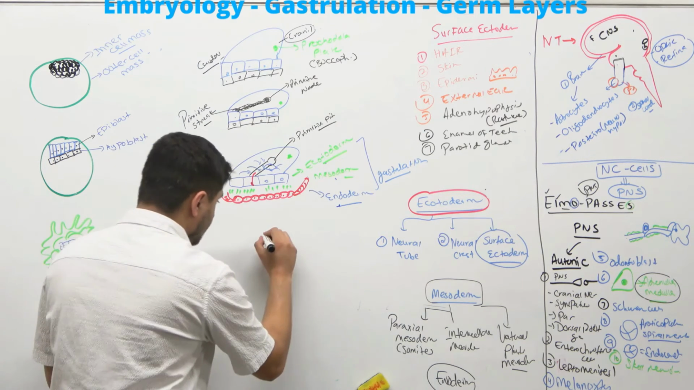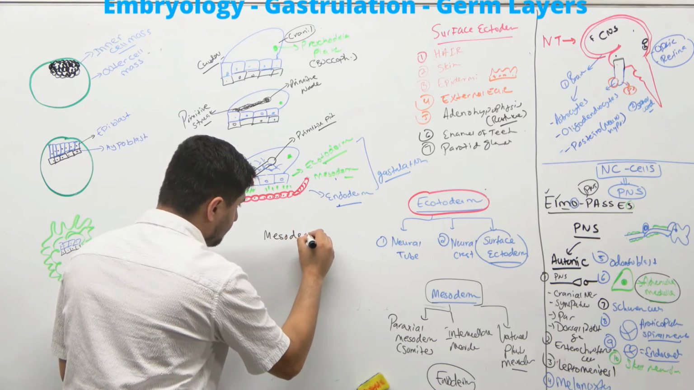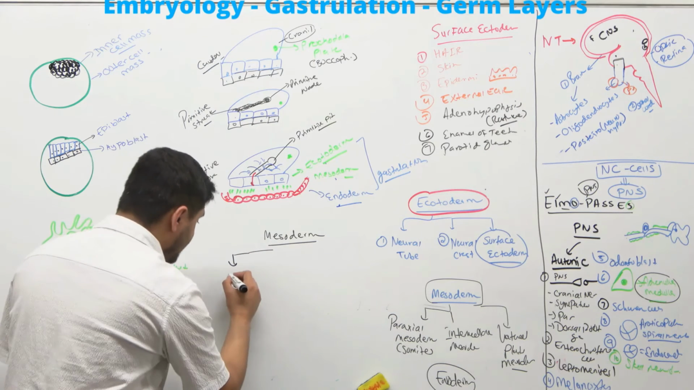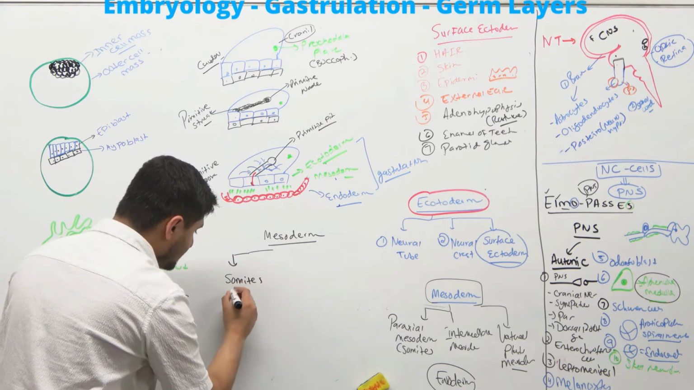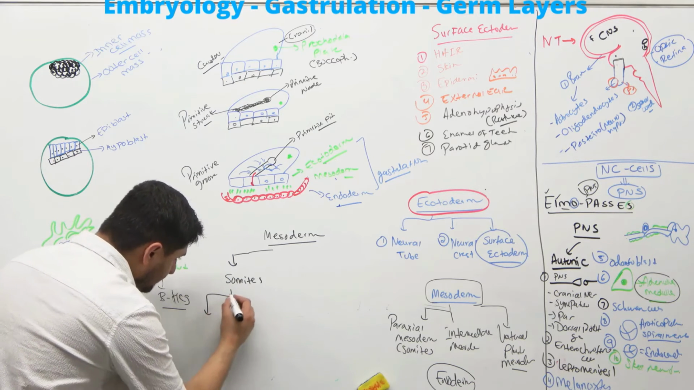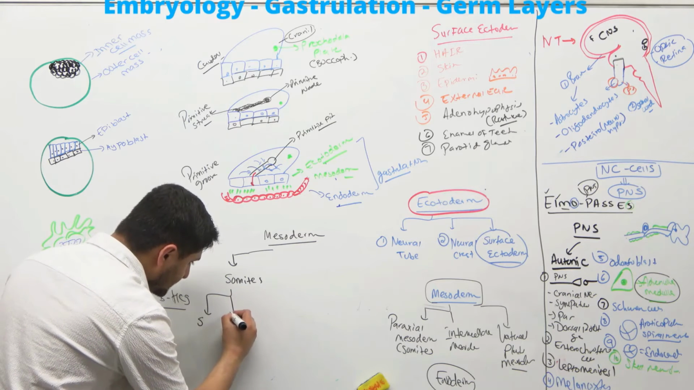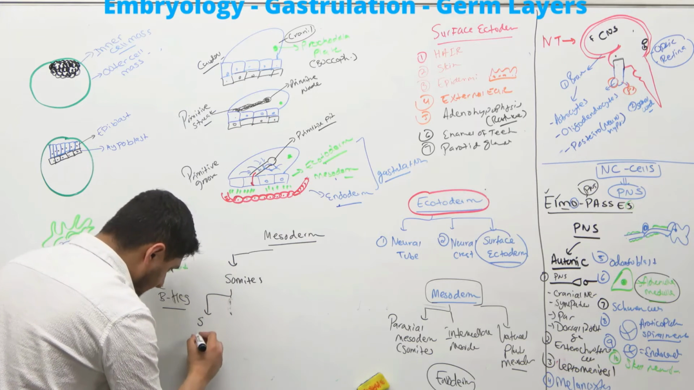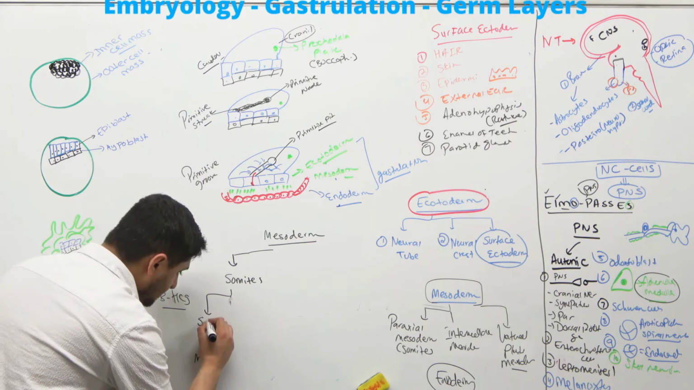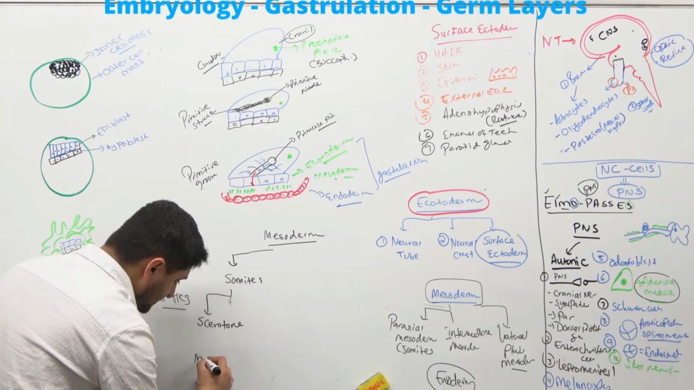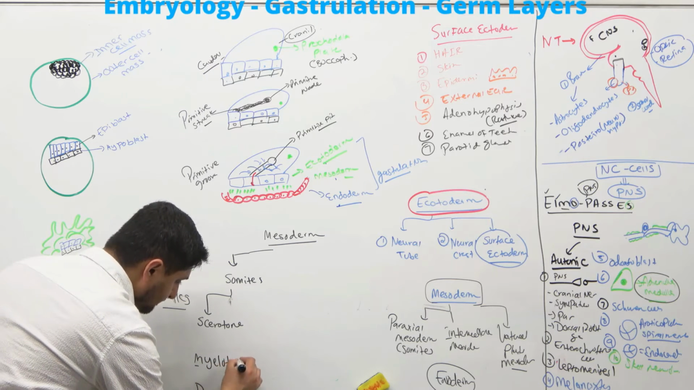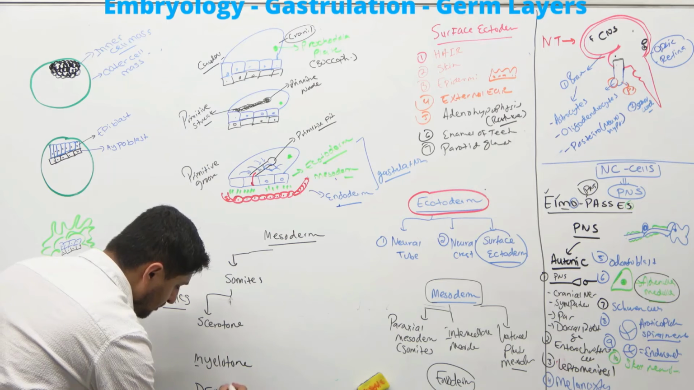So if we talk about mesoderm, there's a mesoderm, and you have to remember it's paraxial mesoderm, which are somites. These somites can give rise to, you can remember this as S, M, and D. S refers to sclerotome. M refers to myotome. And this is the dermatome.